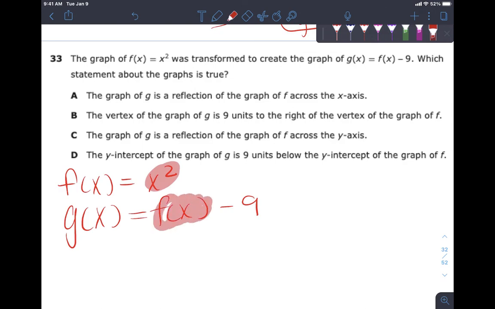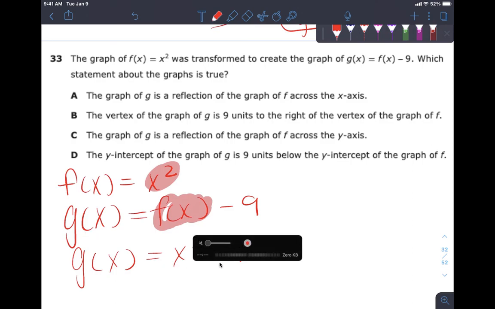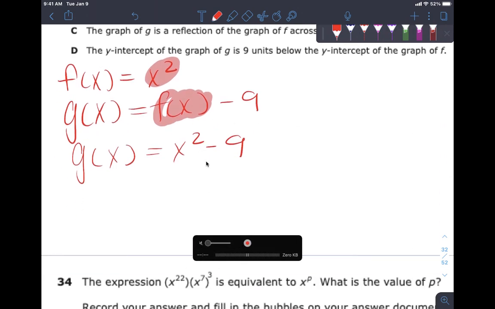These guys are the same, so I can substitute. So now I have my graph. I see that this 9, and let me move that up so we can see it a little better, is actually outside of what could have been something that would have told me about x's. So this is down 9.